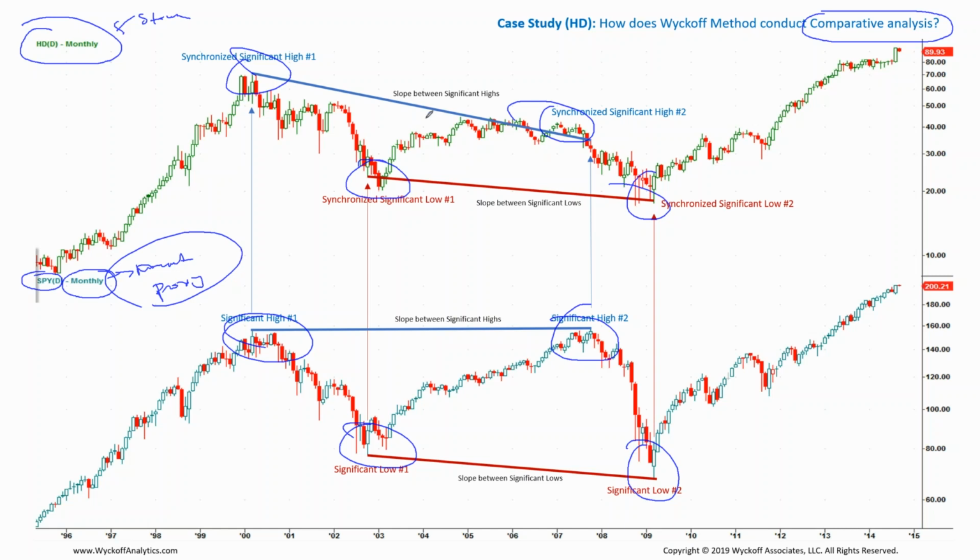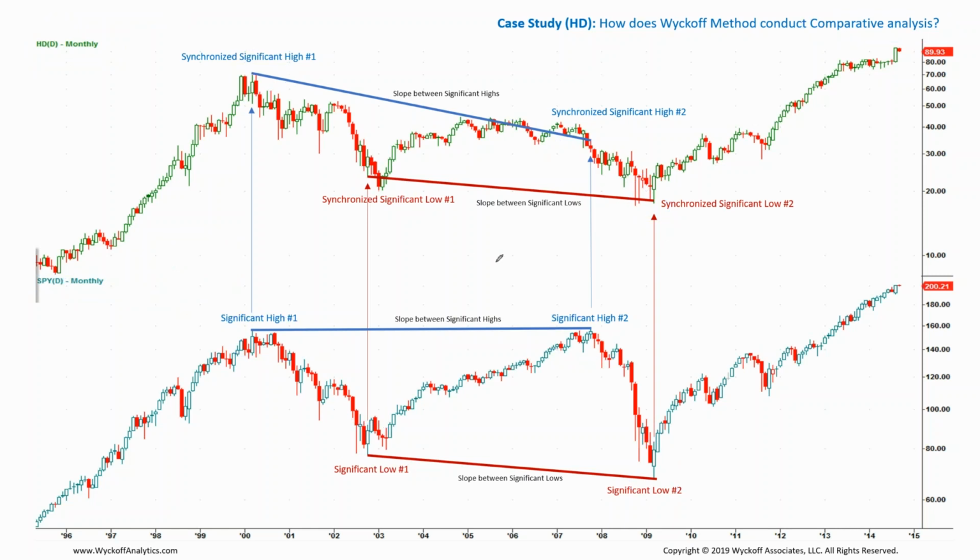Why is this important? Well, because if we're thinking about a significant outperformance, let's say that the market is going down, right? Like we have had the market going down in 2008, 2009.